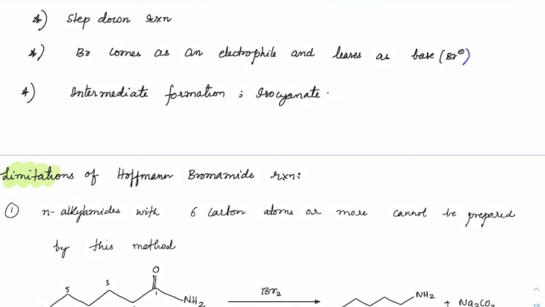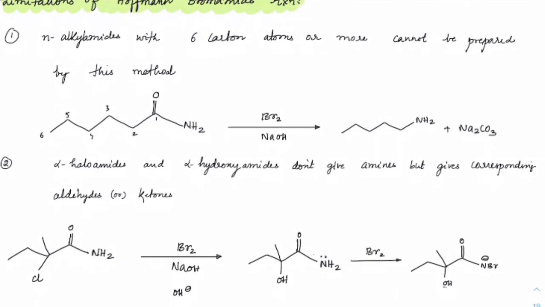Let's see what the limitations of this Hofmann bromamide degradation reaction are. Everyone done? Yeah, check this. If you have N-alkyl amides with 6 carbon atoms or more, you can see 1, 2, 3, 4, 5, 6, it becomes very difficult to make this rearrangement. Very high temperature is required, where the carbon-carbon bond will even break, so pyrolysis might take place. If carbons are more than 6, then this reaction is relatively avoided. So remember that it is mostly for the smaller carbon chains.